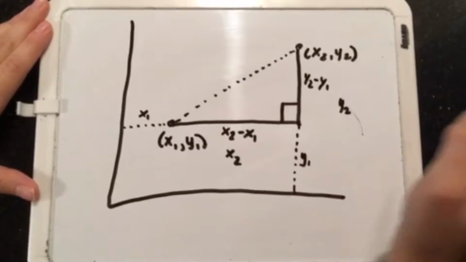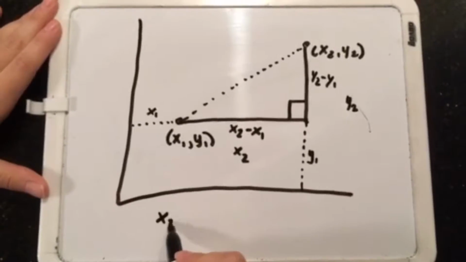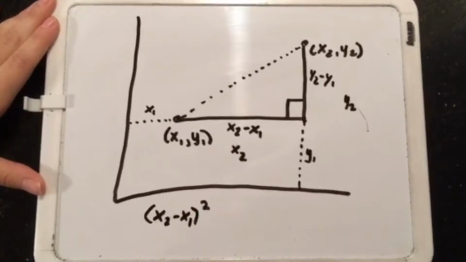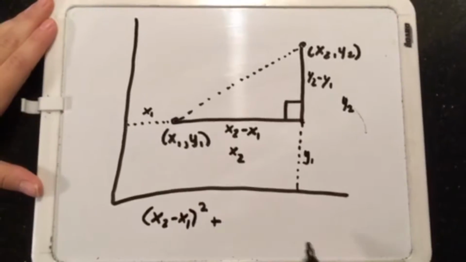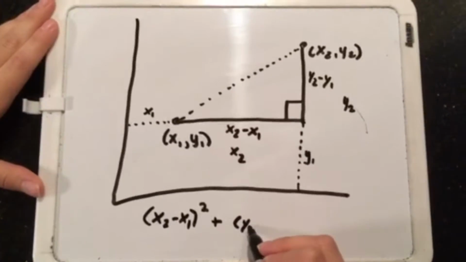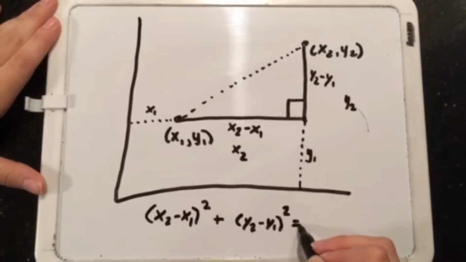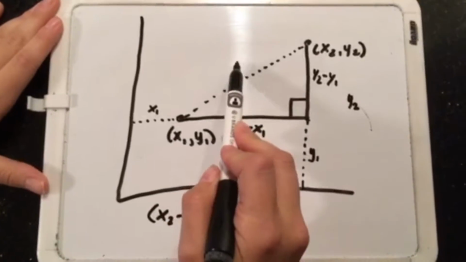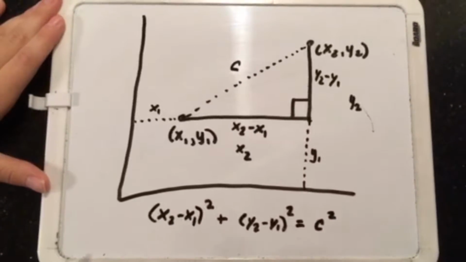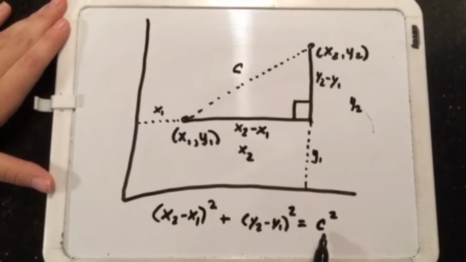If we use the Pythagorean theorem, the bottom side, x2 minus x1 squared, plus this side of the triangle, y2 minus y1 squared, equals our hypotenuse, we'll call it c squared. This is the Pythagorean theorem: a squared plus b squared equals c squared.